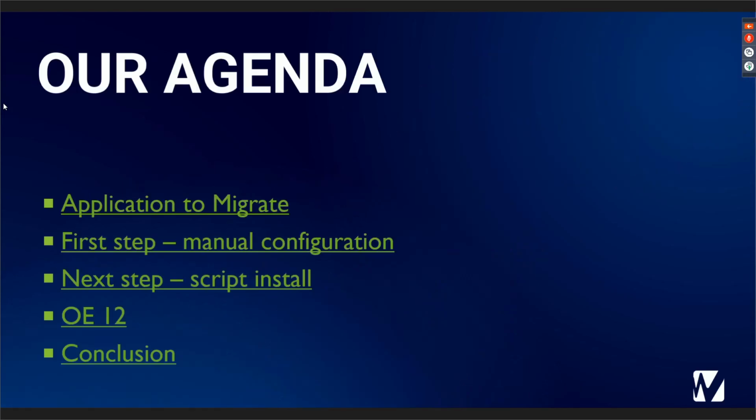The agenda is the application that I will talk about that we try to migrate. The first step, the manual configuration, which is more about the development environment that we configured. Next step is about the script install, which is more about a setup executable that we use to run and creates everything for us. And the last one would be about the move to Progress 12, OpenEdge 12. The first part was more about 11.7.